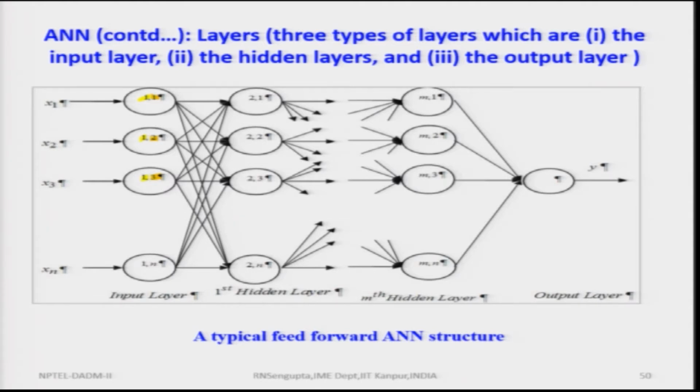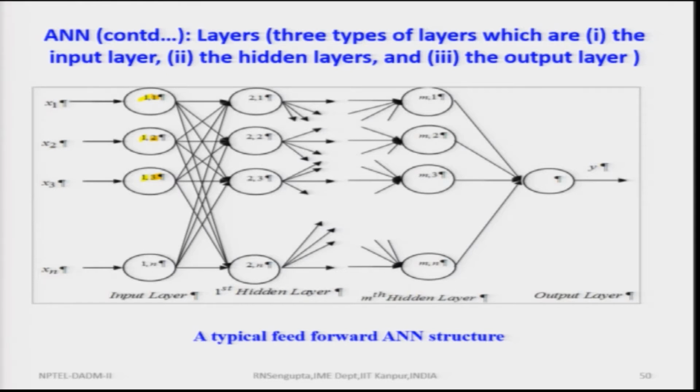I am not mentioning the first number and the second number, 2 1, 2 2, 2 3 till 2 n. So, number 2 with the first one is basically the first hidden layer after the input layer, and the second numbers 1, 2, 3 till n are basically the node number. Similarly, I can go to the third layer, which is the second hidden layer, the numbers are 3 1, 3 2 till 3 n.